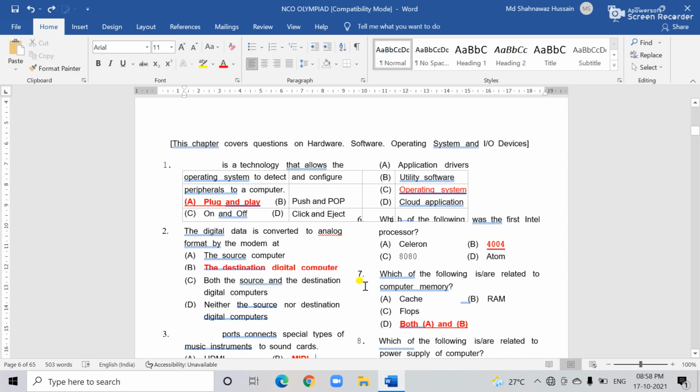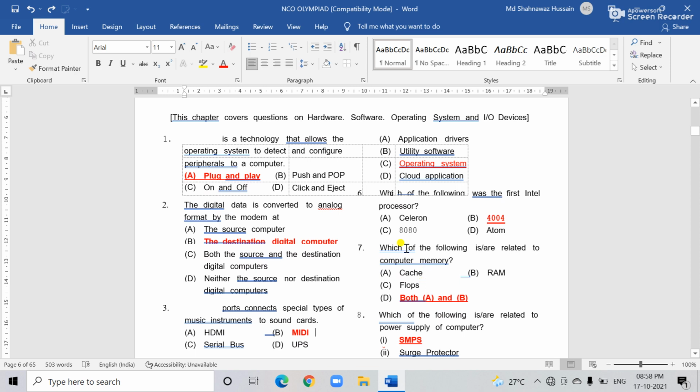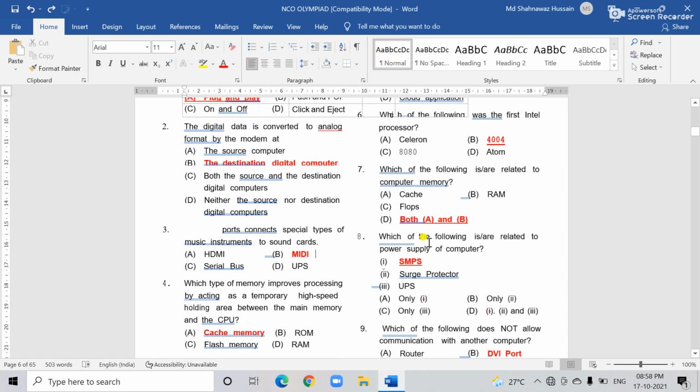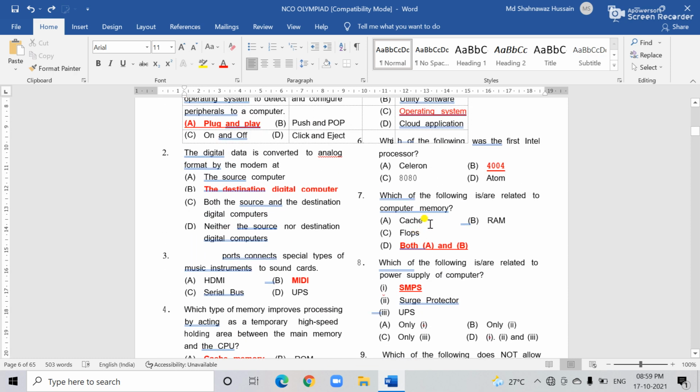And the next is the seven number question. Which of the following is or are related to the computer memory? See, there are memories here. You already discussed the related memory question. I show you, this is the four number question. Here you already learned the cache memory. It is related between the main memory and the CPU. Same thing is here. So, which of the following is or are related to the computer memory?